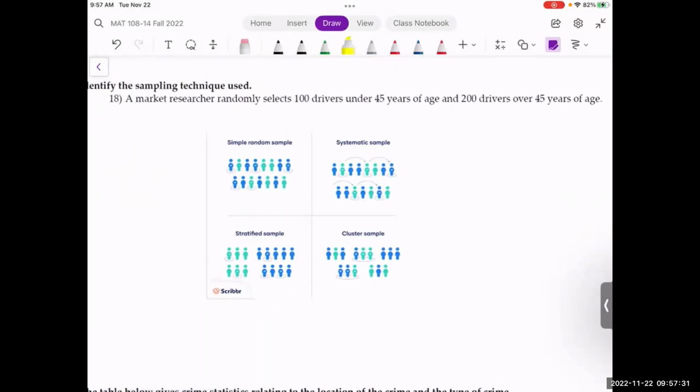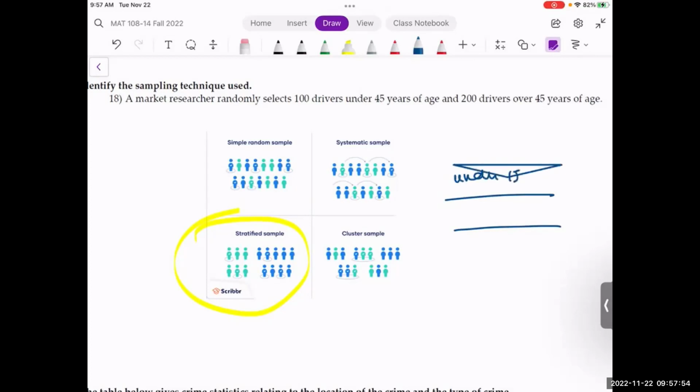So you select 100 drivers under 45 years of age and 200 drivers over 45 years of age. This is basically the stratified one. Usually with stratified, they divide it into groups, all right? And these groups here are basically under 45 and over 45. Are we okay?